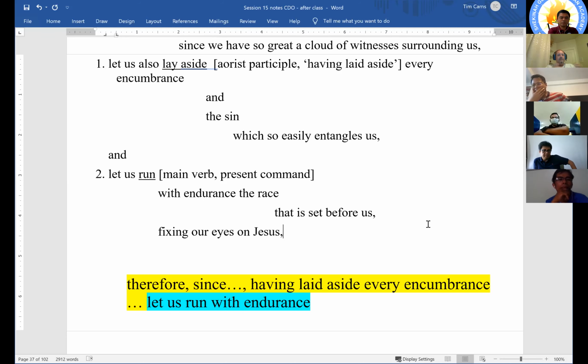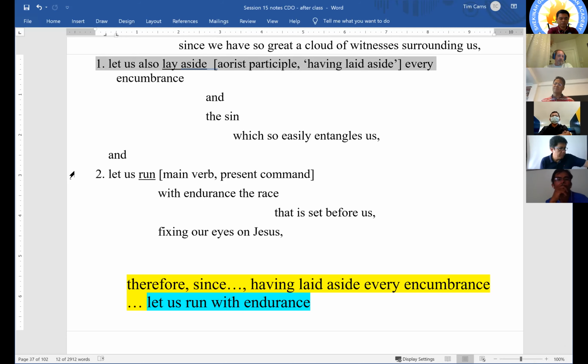But the main focus in that whole chapter 10 at the end, all the way into chapter 12, is this idea of endurance. Here, I don't know why the translations did this, but this makes it sound like there's actually two commands. But in the original Greek, it's one command: let us run with endurance. And the supporting idea is having laid aside every encumbrance.